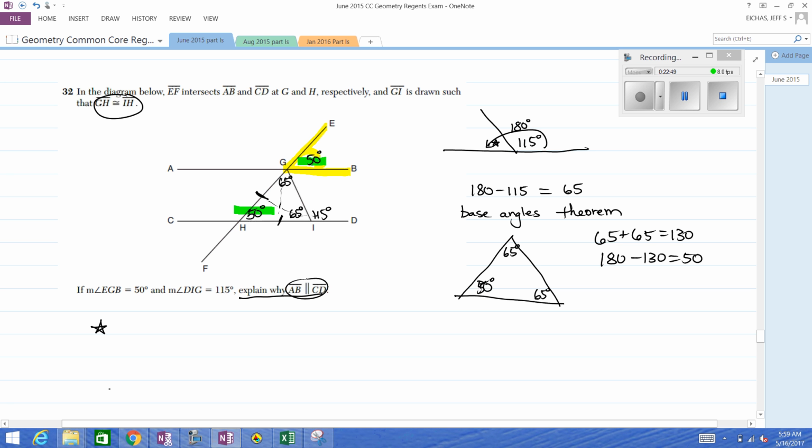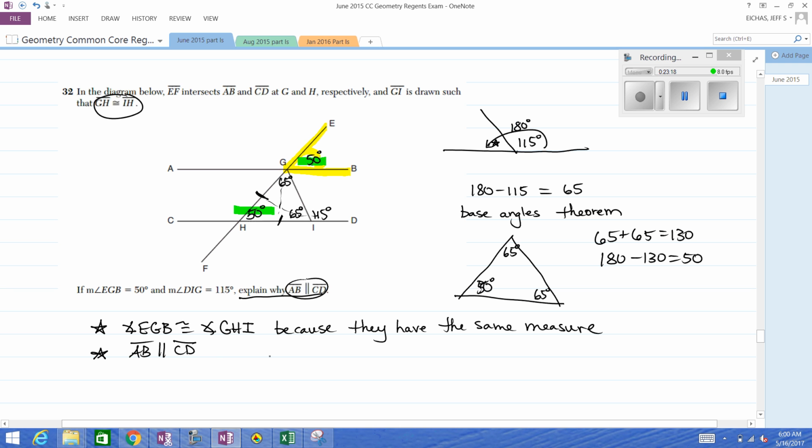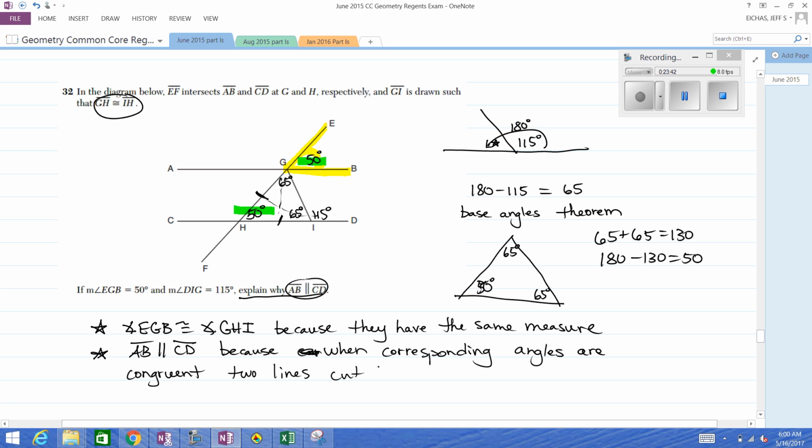So we can say angle EGB is congruent to angle, let's go with GHI, because they have the same measure. Okay, and then we can say line AB is parallel to line CD, segment, I'm sorry, CD. And that is because when corresponding angles are congruent, two lines cut by a transversal are parallel.